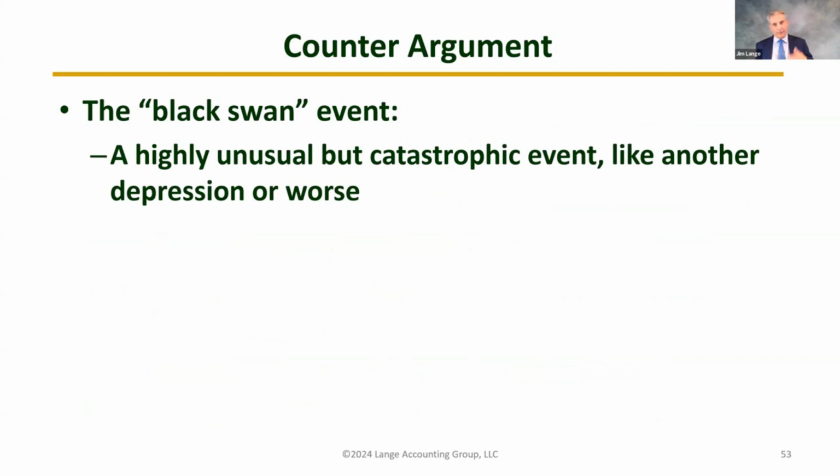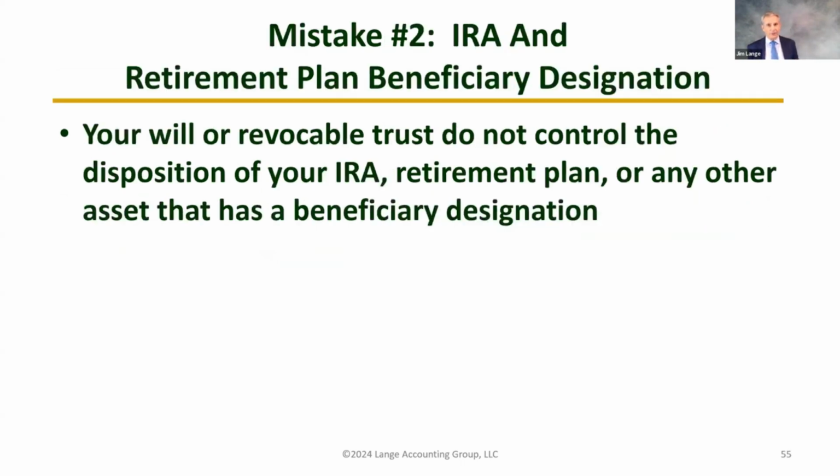Again, taking the other argument, the black swan, a huge disaster. I'm not saying to ignore that, but I don't think that should rule your finances. Okay, believe it or not, that was just mistake number one. I'm probably only going to get to about 2 or 3 of them today.